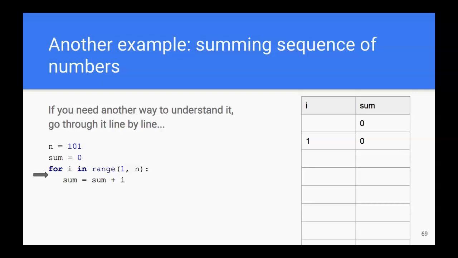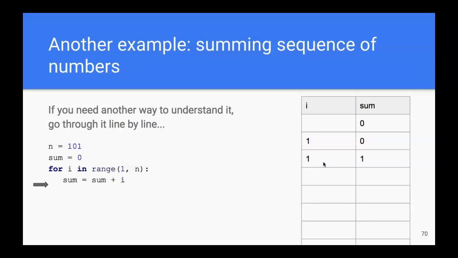Once we pass the loop control, the first line, we get our first I. Our first I is 1. We did not change the sum, so the sum is still 0. We execute the next line. This line does sum, which is 0, plus I, which is 1. So 0 plus 1 gives us 1. We assign that to sum. So sum is updated to 1. I hasn't changed yet.